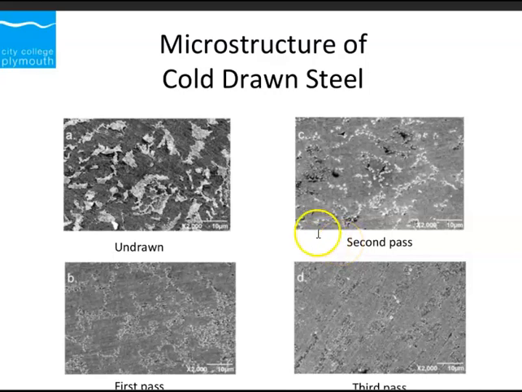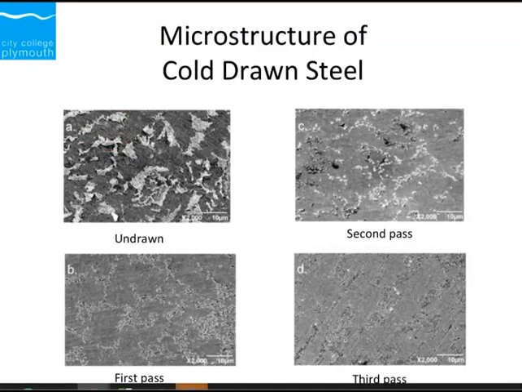This is a microstructure of cold drawn steel. This is the undrawn microstructure. You can actually see the lines going in that direction. I'm not sure if that's obvious. This is a microstructure of cold drawn steel, and this is an undrawn one. You can see that there are lines across this one at around a 50-degree angle.